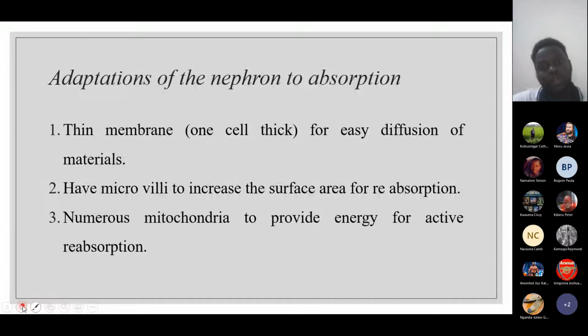So we talked about these adaptations of the nephron very quickly. The nephron has a thin membrane for easier diffusion of materials, microvilli to increase the surface area for reabsorption, and numerous mitochondria. The thin membrane, remember, reduces diffusion distance. So most parts of the nephron have a thin membrane for easier diffusion of materials. We have microvilli to increase the surface area for reabsorption, and numerous mitochondria which provide energy for reabsorption.